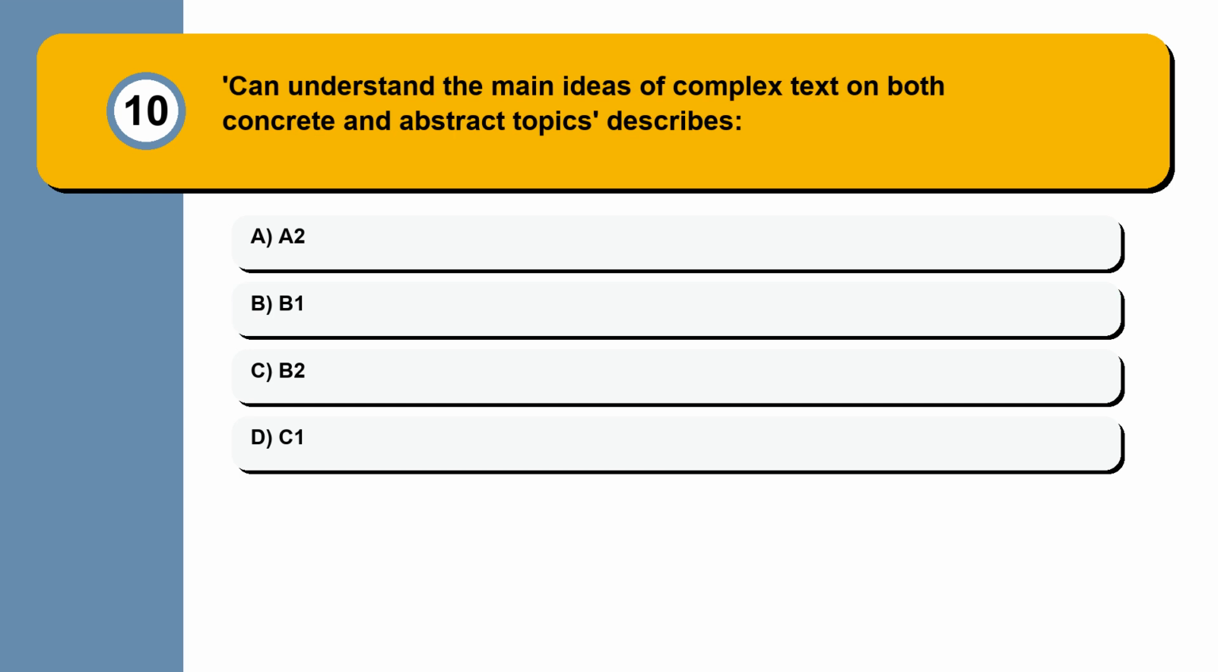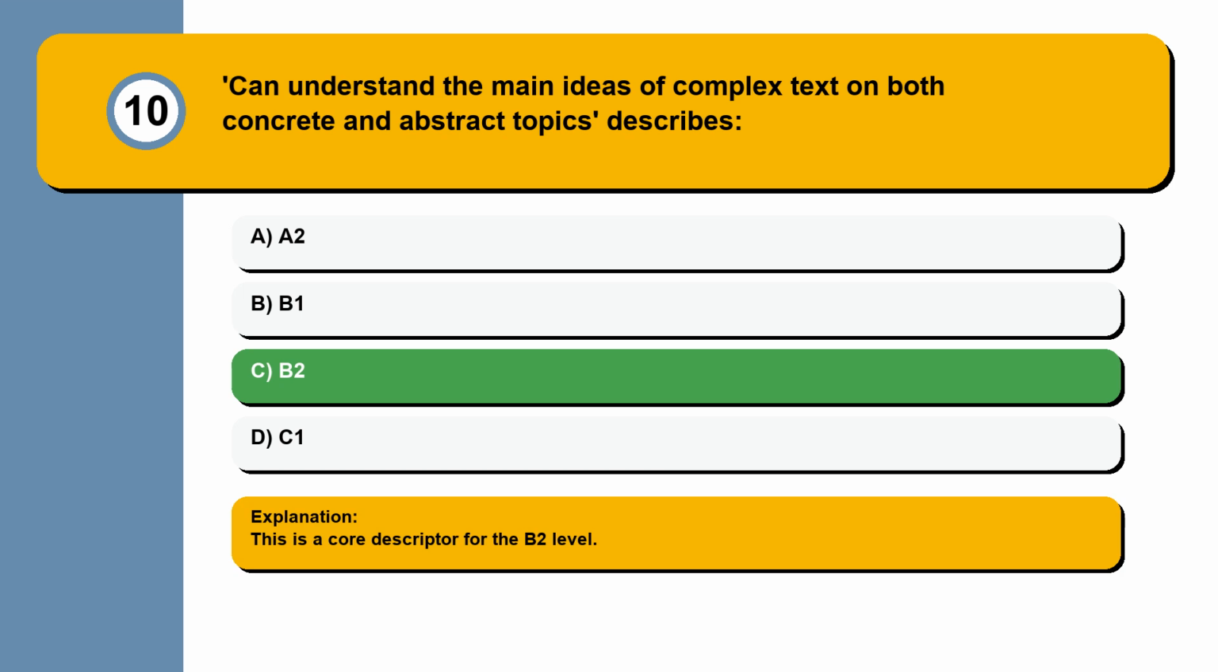Question 10. Can understand the main ideas of complex text on both concrete and abstract topics. Does this describe A2, B1, B2, or C1? This is a core descriptor for the B2 level.